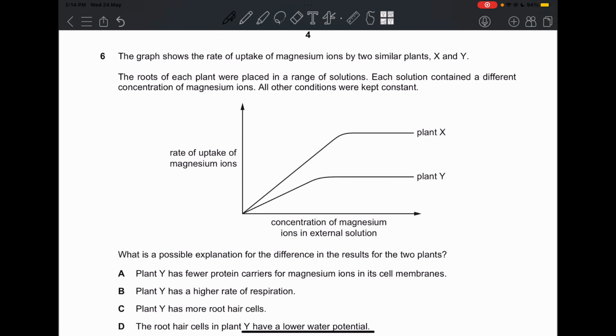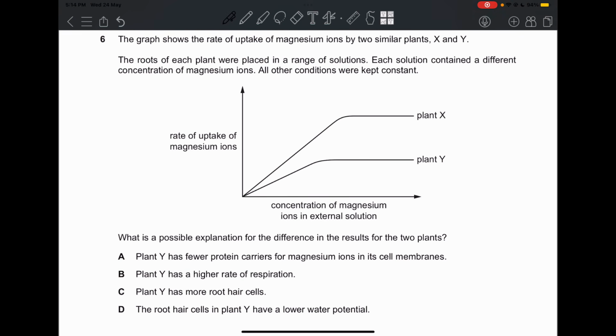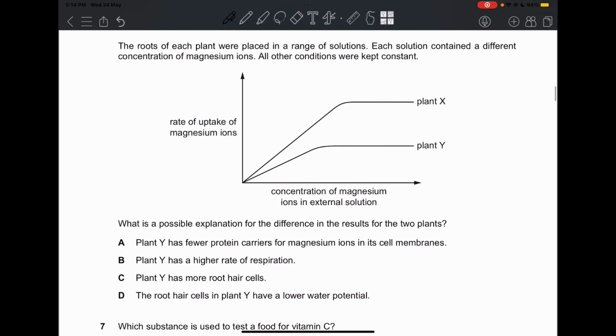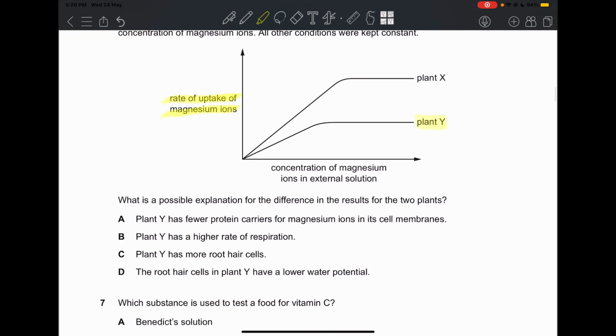6, the graph shows the rate of uptake of magnesium ions by 2 similar plants, X and Y. The roots of each plant were placed in a range of solutions. Each solution contained a different concentration of magnesium ions. All other conditions were kept constant. What is the possible explanation for the difference in the results of the 2 plants? Over here I can see that plant X has a higher rate of uptake of magnesium ions than plant Y. So let's see the possible explanations that could explain this difference.